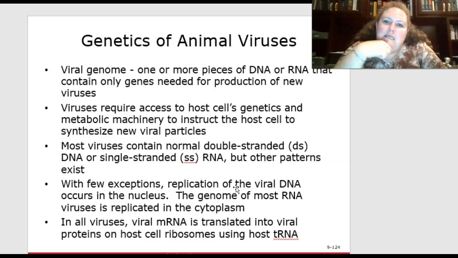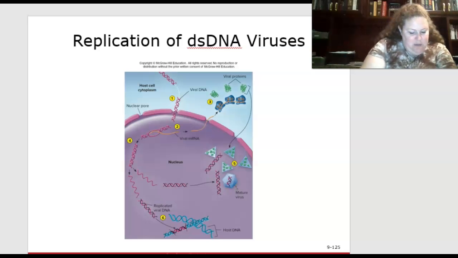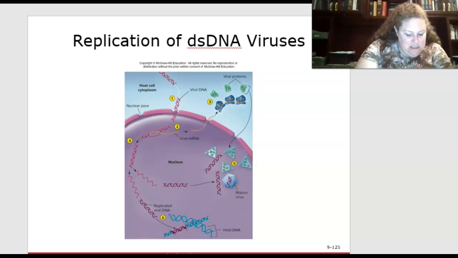Most viruses contain normal double-stranded DNA or single-stranded RNA, but there are other patterns that exist which make viruses very unique. Okay, with a few exceptions, the replication of the viral DNA occurs in the nucleus, and the genome of most RNA viruses is replicated in the cytoplasm. And then in all viruses, viral mRNA is translated into viral proteins on the host cell's ribosome using the host tRNA.